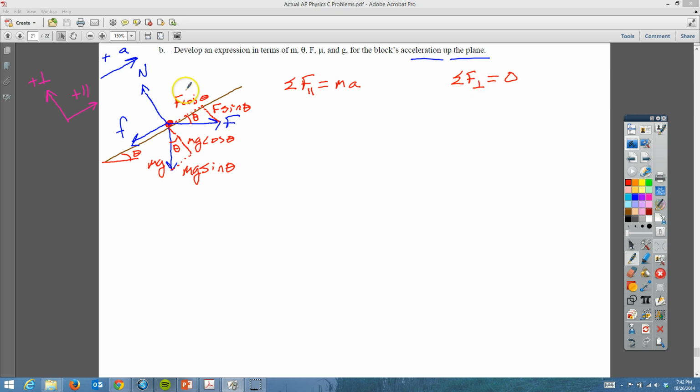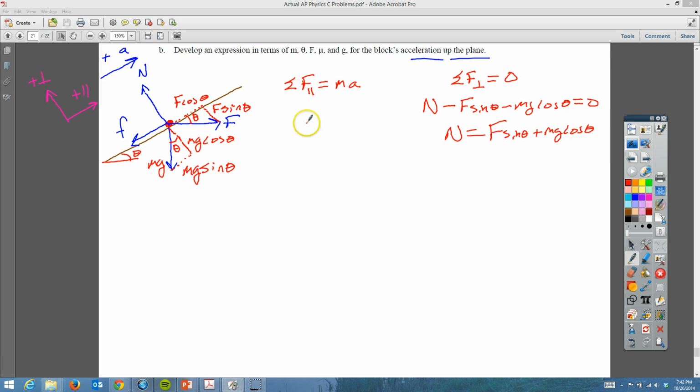What is it that's going up the plane? In this direction it is the normal force, so we say N minus, now we've got F sine of the angle, and we also have mg cosine of the angle, and that's equal to 0. So now we're going to say N is just equal to F sine of the angle plus mg cosine of the angle. All we did was we added F sine of the angle and mg cosine of the angle to both sides to get the N all by itself.